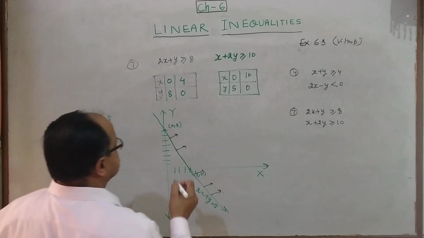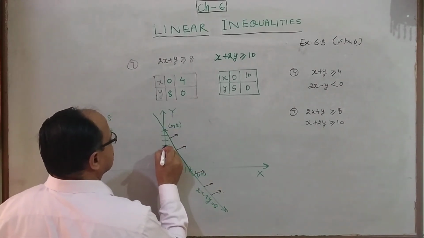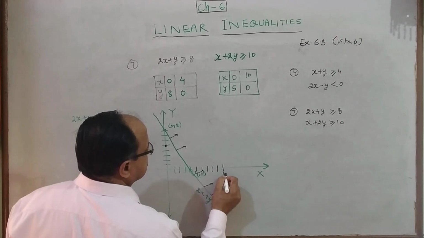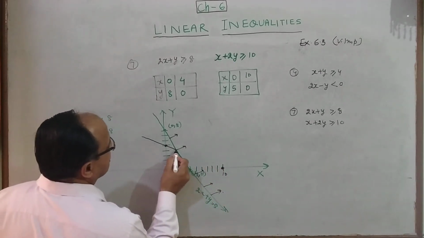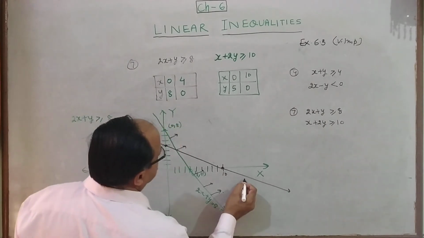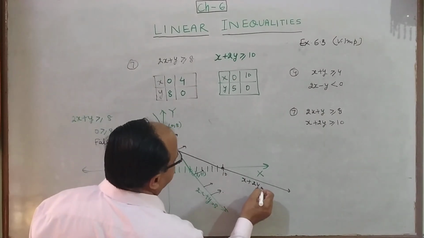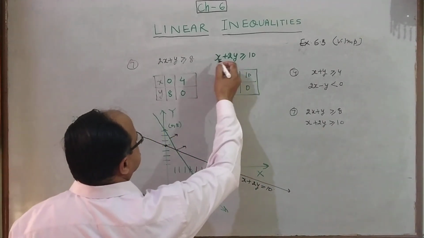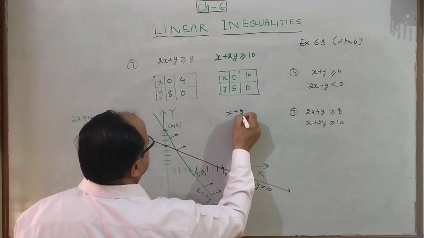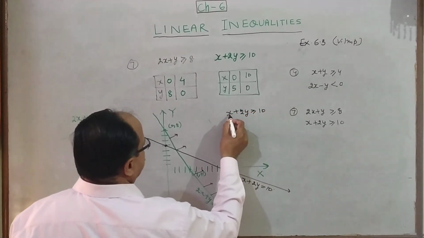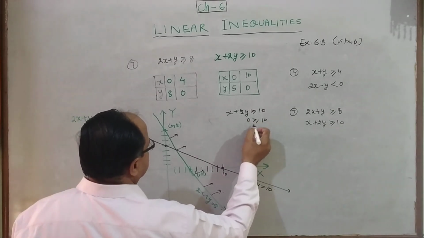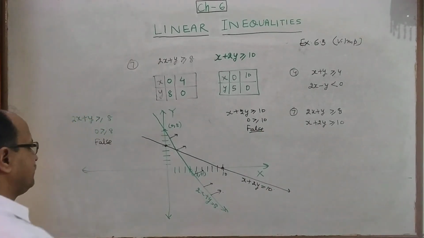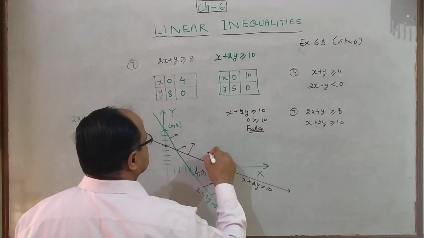Second equation: 0, 5, 1, 2, 3, 4, 5 and 0, 4, 5, 6, 7, 8, 9, 10. The equation x plus 2y is equal to 10. Check again. Put here 0, 0. X plus 2y greater than or equal to 10. When we put 0, 0, then 0 greater than or equal to 10. It is false. Therefore, away from the origin. It means this portion.